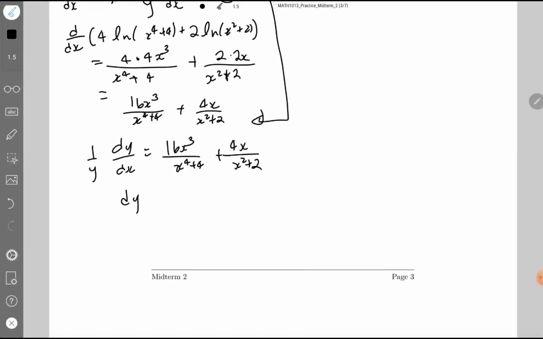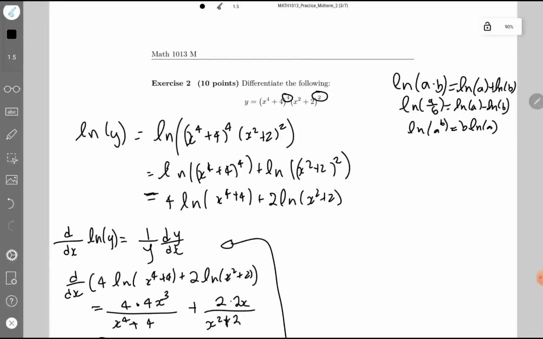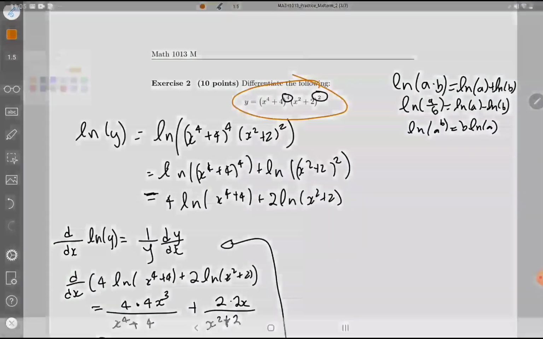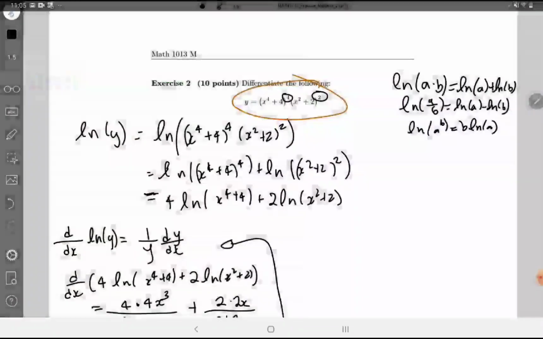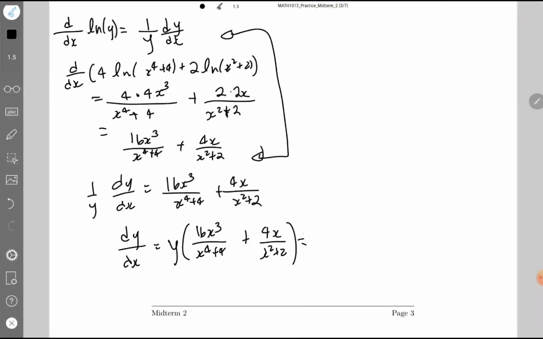So we end up getting dy over dx is equal to y times 16x cubed over x to the 4 plus 4. Oops, not yet. Plus 4x over x squared plus 2. And then we know what y is, right? y was our original function, right? So up here, I have my y. So I can plug in my y into my function down here. So this is nothing more than x to the 4 plus 4.